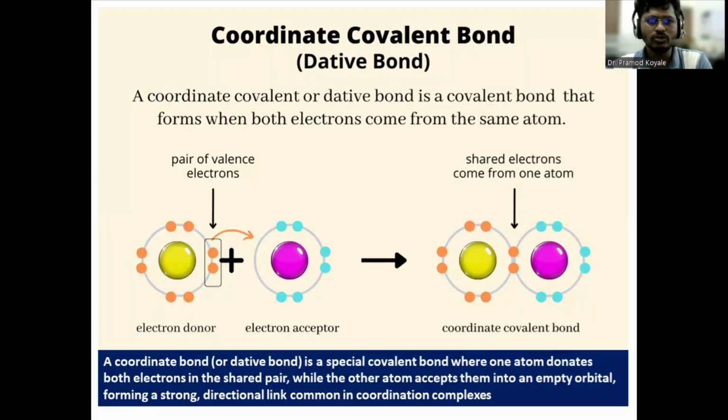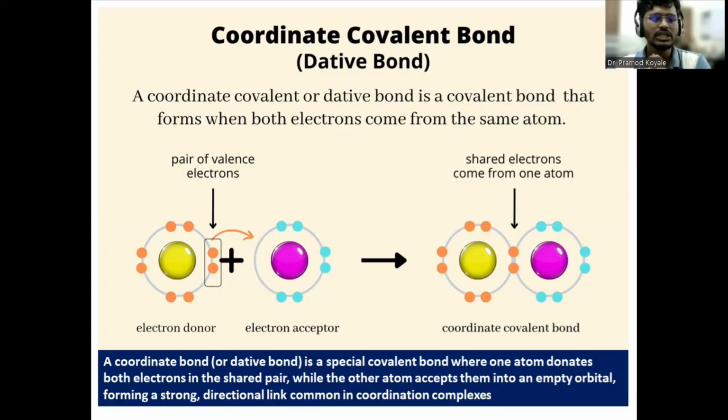What is meant by dative bond, which is also known as the coordinate covalent bond, which is the base for the coordination complexes. This is the basic type of bond which is responsible for the coordination complexes. These are nothing but the covalent bond that forms when both electrons come from the same atom. So we have the electron donor and we have the electron acceptor.